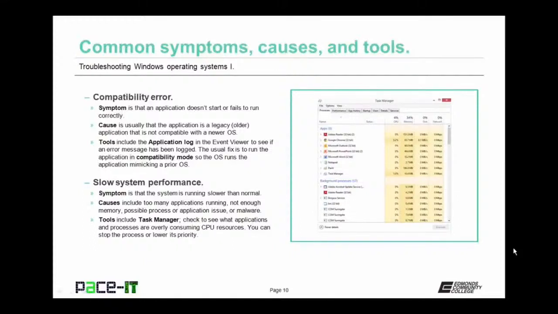The usual fix is to run the application in compatibility mode so the operating system mimics an older or prior operating system. A symptom that also commonly occurs is slow system performance. The system is running slower than normal. Causes include too many applications running, not enough memory, or possibly a process or application issue, or malware. All of those can consume your CPU and operating system times. Tools to troubleshoot and resolve this include the Task Manager. Check to see what applications and processes are overly consuming CPU resources. You can also stop the process or lower its priority from here.